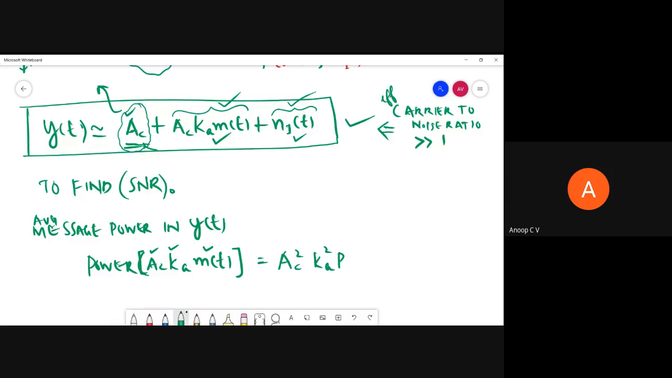Had it been AC cos 2 pi fct, then the average power delivered by AC cos 2 pi fct to a 1 ohm resistor would have been AC square by 2. But in this case, it is AC square Ka square P, right? So Pritish has given an answer, thank you. Then we'll move on. So this is the numerator.